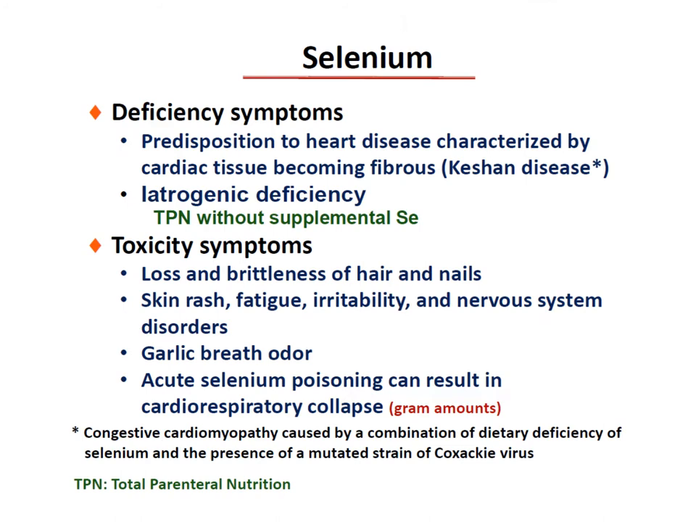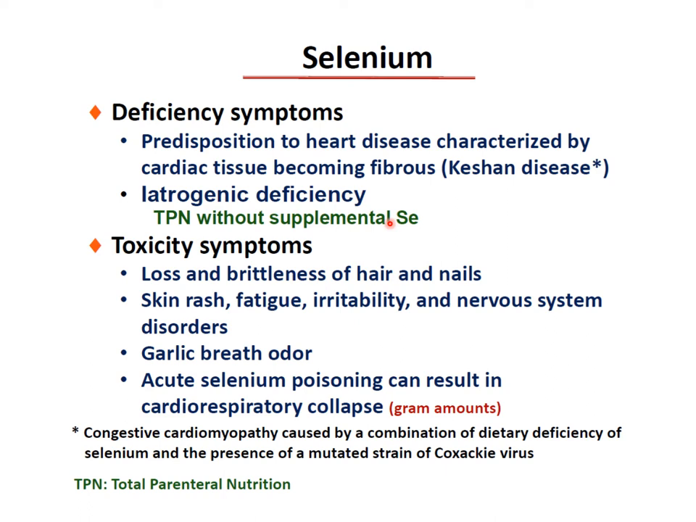Selenium deficiency symptoms usually predispose to heart disease, characterized by the cardiac tissue becoming fibrotic, that's Keshan disease. There's a congestive cardiomyopathy caused by the combination of dietary deficiency of selenium and the presence of a mutated strain of Coxsackie virus. Deficiency can also occur, for example, when we use total parenteral nutrition without a supplementation of selenium.